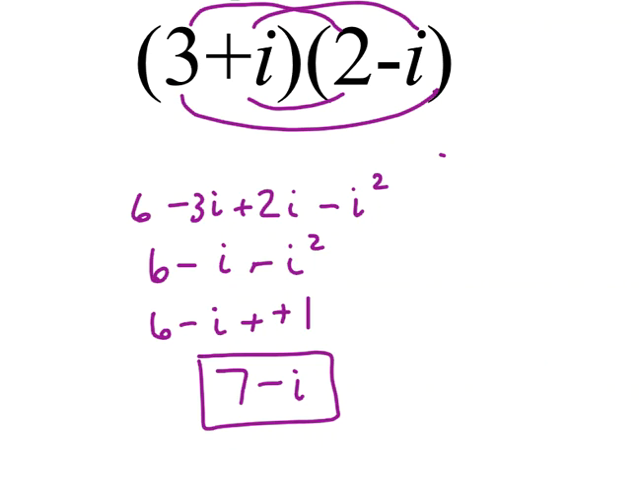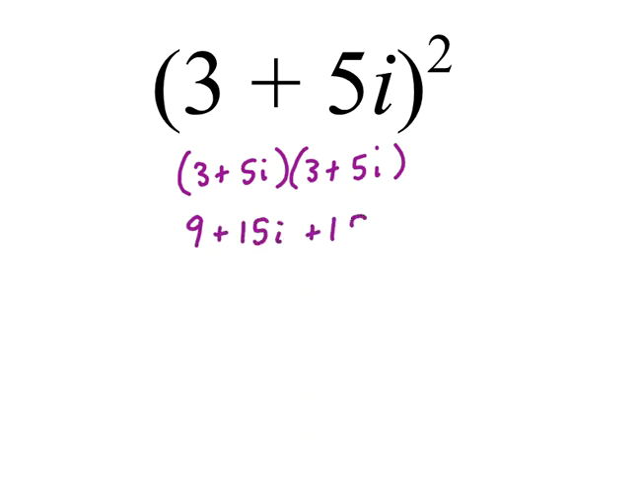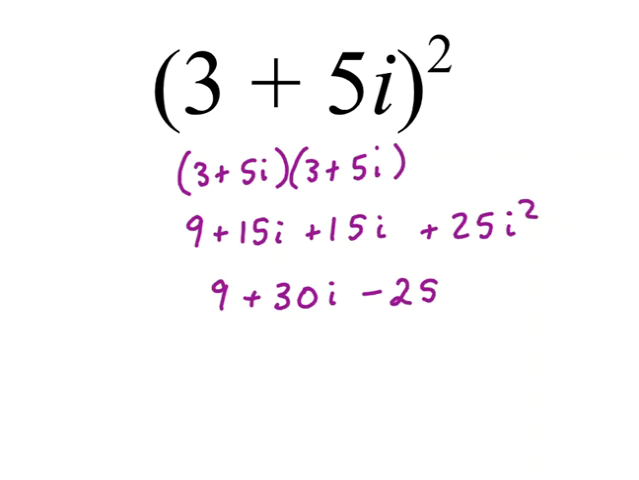Next topic that we want to look at is squaring. For this one, we just want to have 3 plus 5i multiplied by another 3 plus 5i. And I'm going to FOIL here. 9 plus 15i plus 15i plus 25i squared. 9 plus 30i minus 25, because we're going to change that i squared to a -1. And then that ends up as -16 plus 30i.